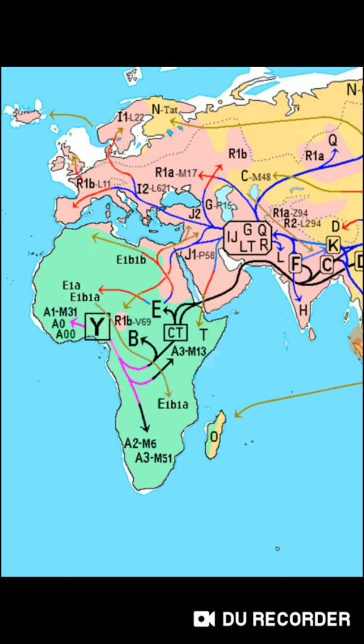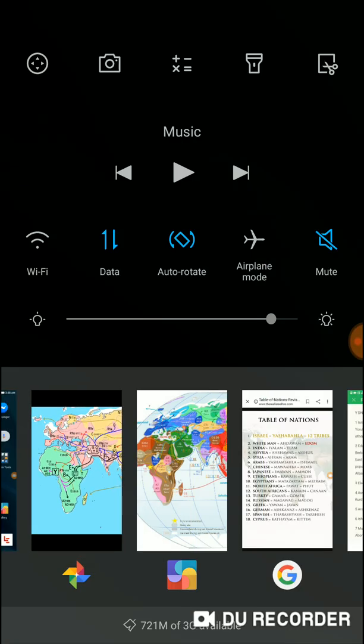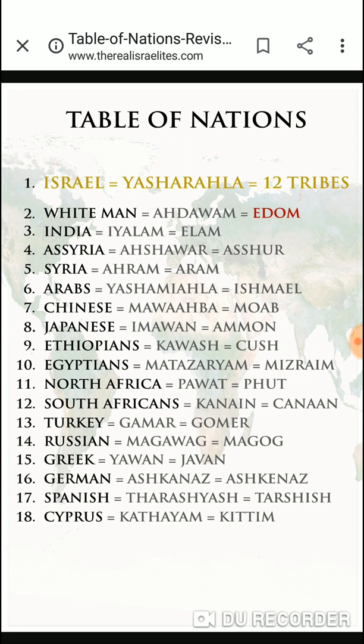And once again, the Middle East with the J, all those people from Turkey, Armenia, Saudi Arabia, Jordan, Palestine, the same group of Caucasian people. Okay, and now we're going to move on to the chart.